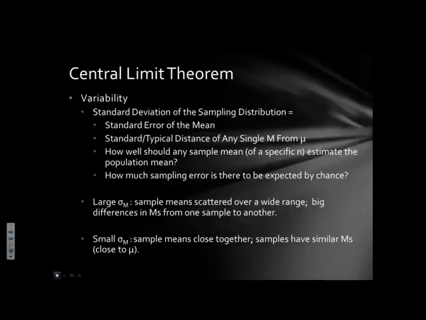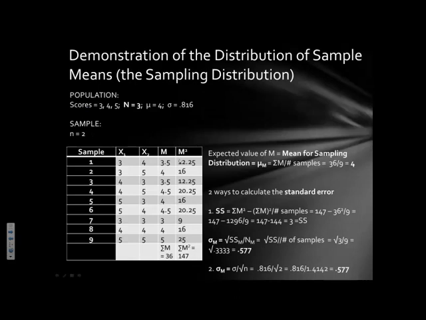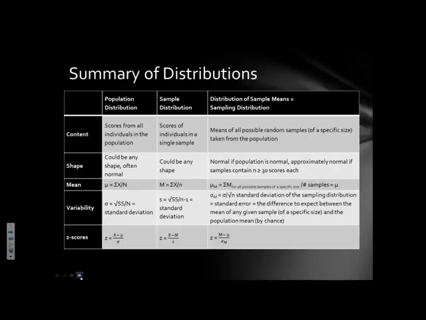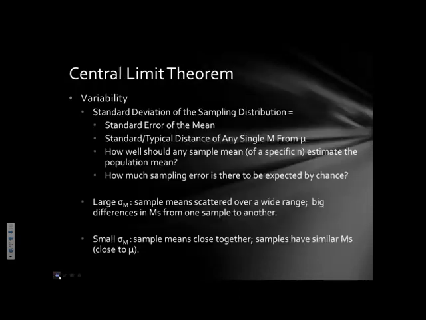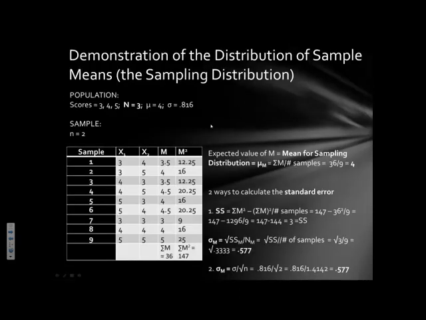I demonstrated that here, taking all of the means for the specific sample sizes from this population, adding them together and dividing by the total number of samples. But remember, you don't need to do that because the mean for the sampling distribution is equal to the population mean. Remember, we found that here, 4 and 4.